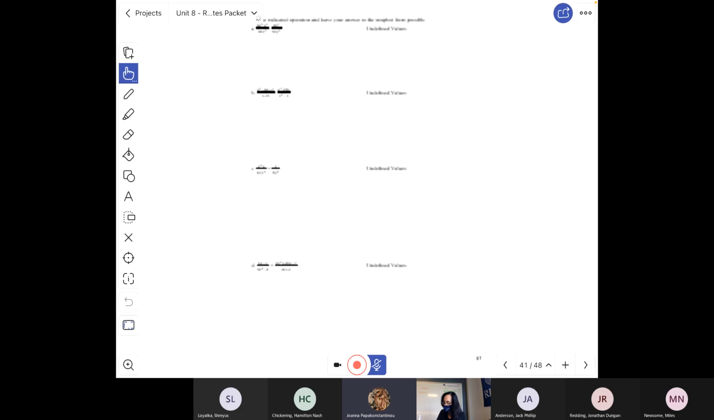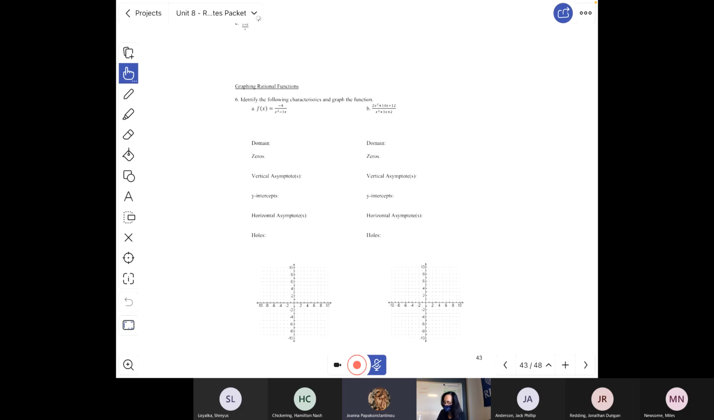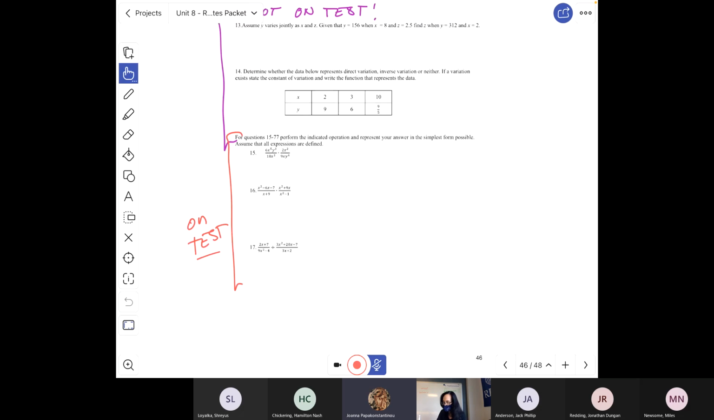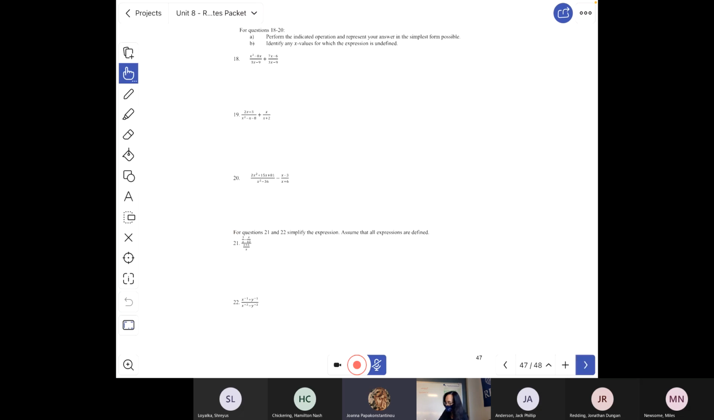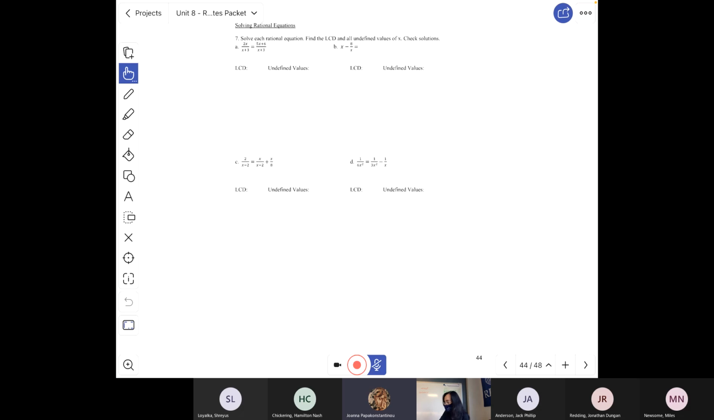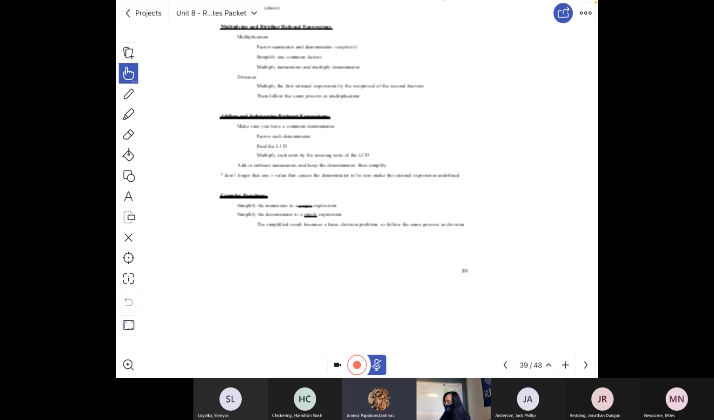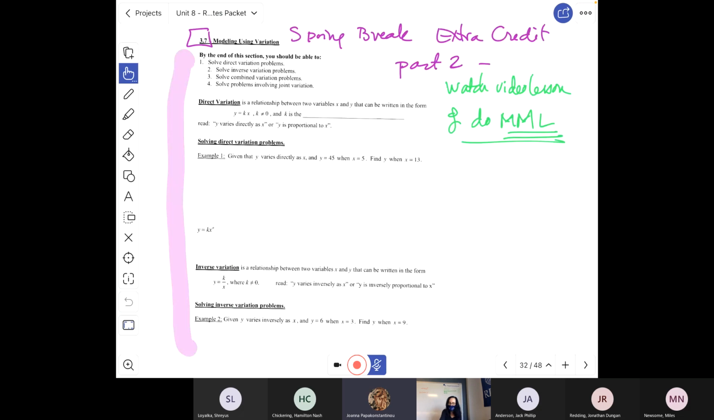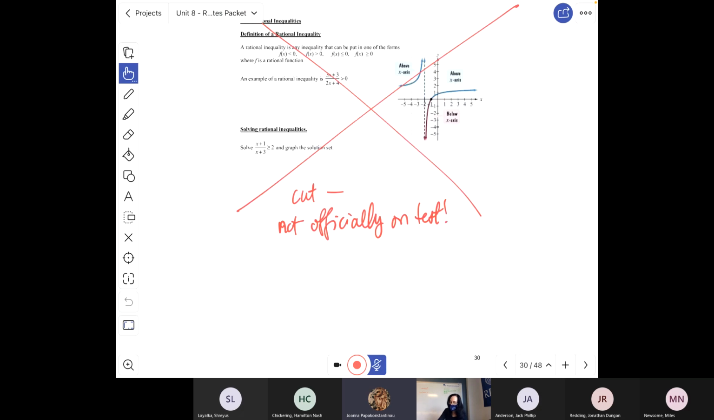There are some practice problems. Needless to say, anything that has to do with variation is not on the test. Okay, so if you see variation functions, it's not on the test. However, these last little 3 problems are, because that's rational expressions. Any questions? So I cut variation and I cut inequalities. The variation is an extra credit. Okay? So that should explain what you have in your packet.